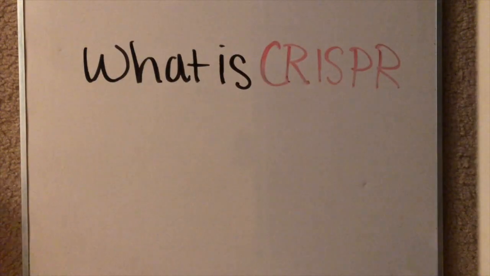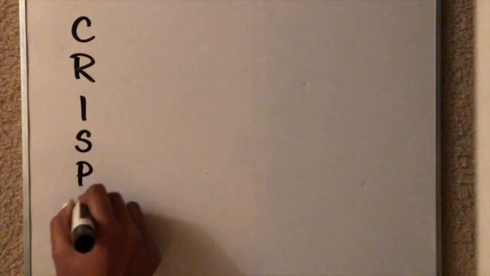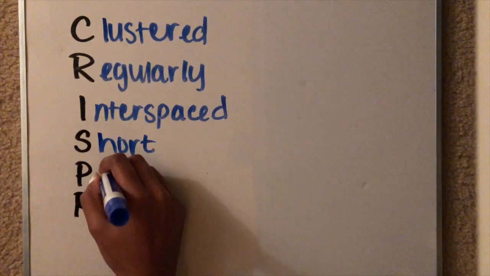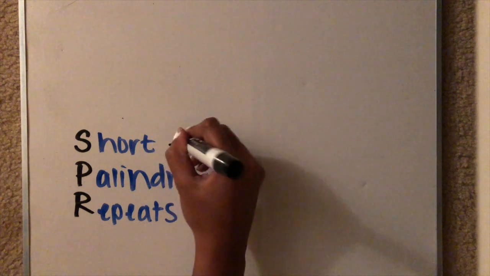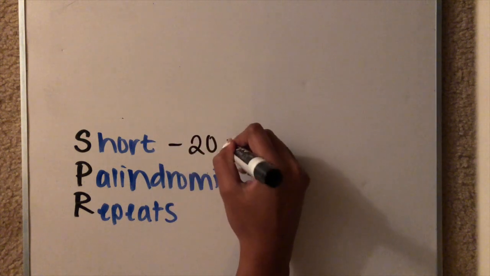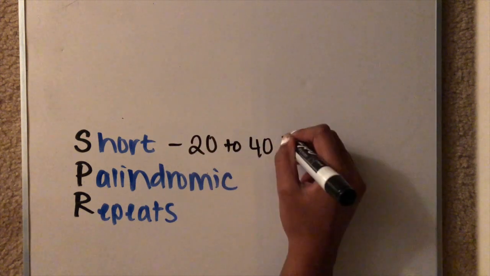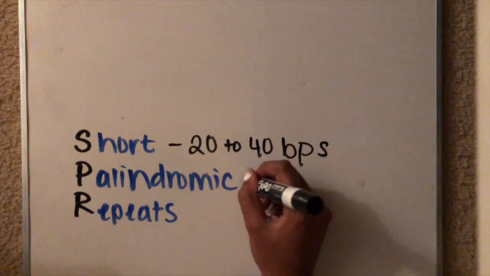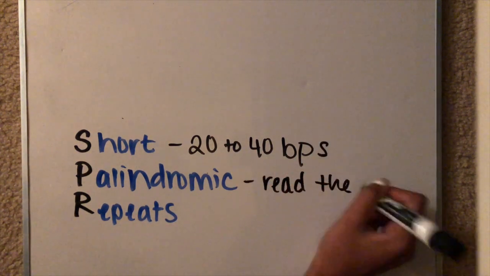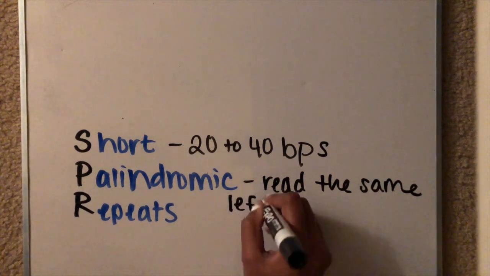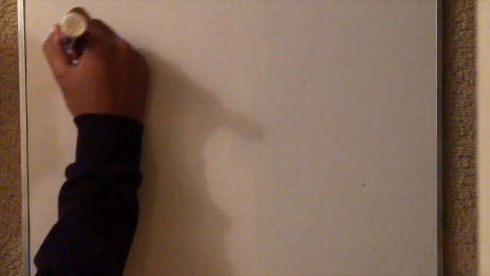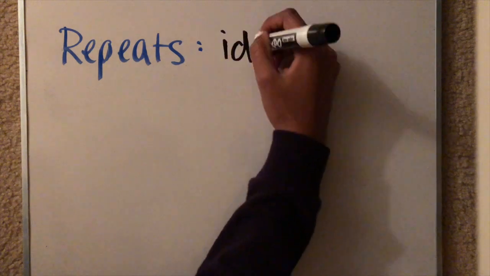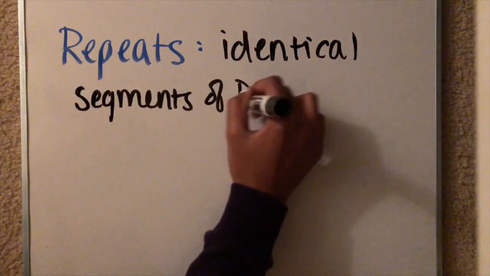What is CRISPR? CRISPR is an acronym that stands for Clustered Regularly Interspaced Short Palindromic Repeats. This is a mouthful, so let's break it down. The second part of the acronym, Short Palindromic Repeats, or SPR in the word CRISPR, simply says there are short segments of DNA, usually 20 to 40 base pairs. These 20 to 40 base pairs are palindromes, meaning they are read the same forwards or backwards. These short segments are all identical and repeat throughout the DNA sequence.